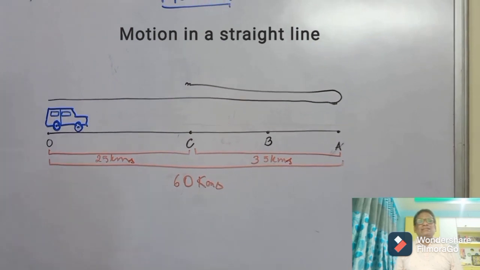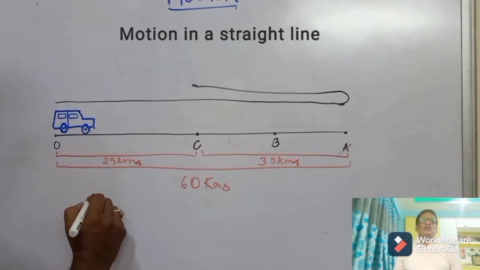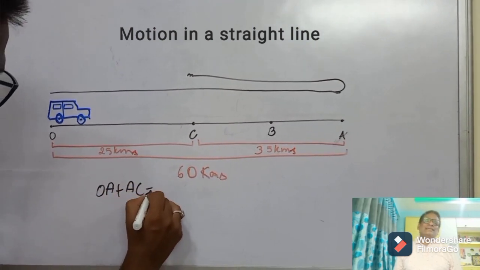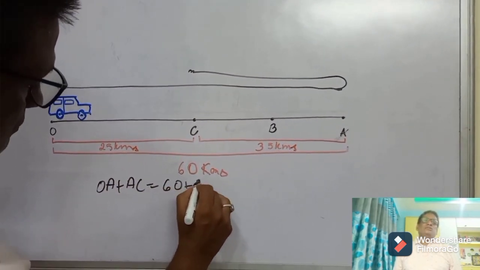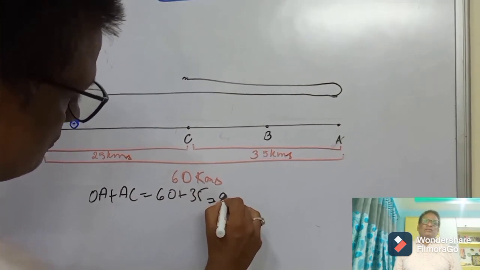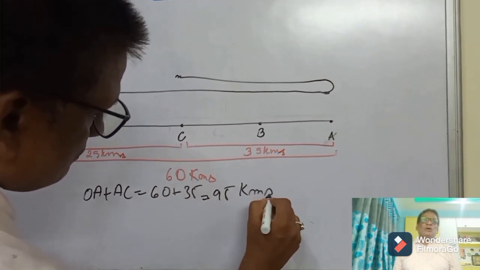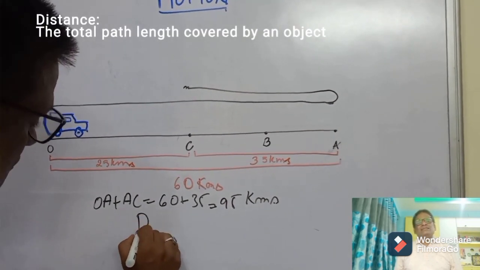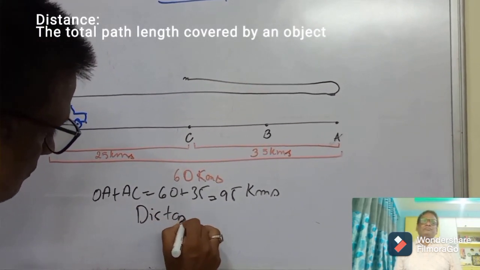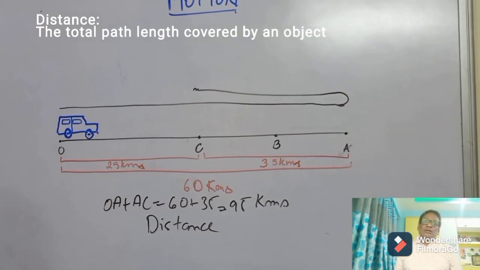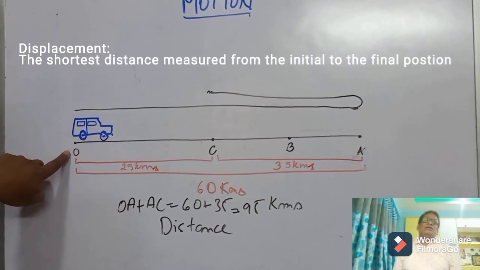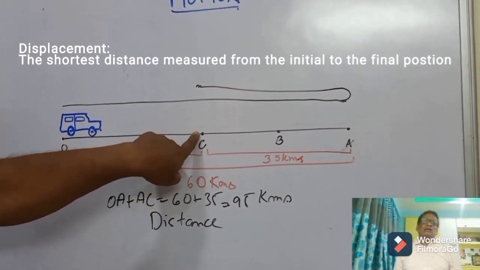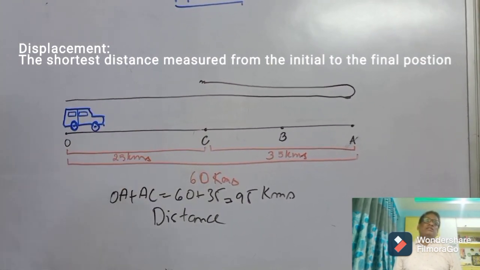The total distance covered by the car will be OA plus AC, which equals 60 plus 35 equals 95 kilometers. Thus, this is called the magnitude or the numerical value of the distance traveled by the car. Whereas the shortest distance measured from the initial position to the final position of the car is called the displacement.